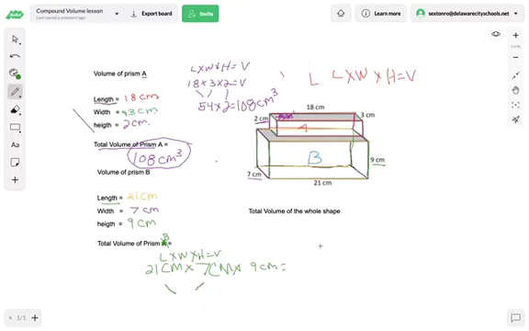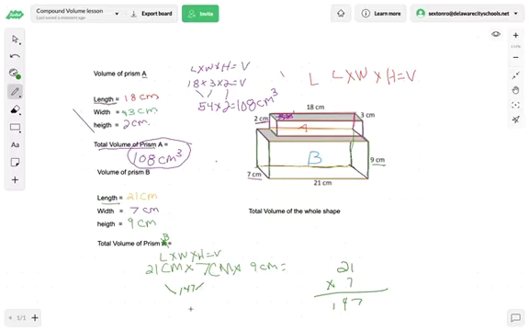21 times 7. Well, 1 times 7, that's just 7, and 7 times 2 is 14. So 21 times 7 is 147. Right?